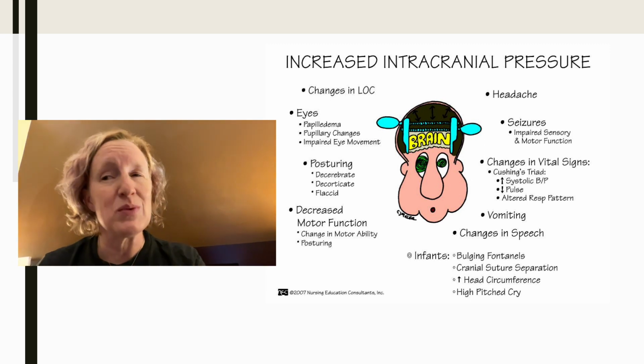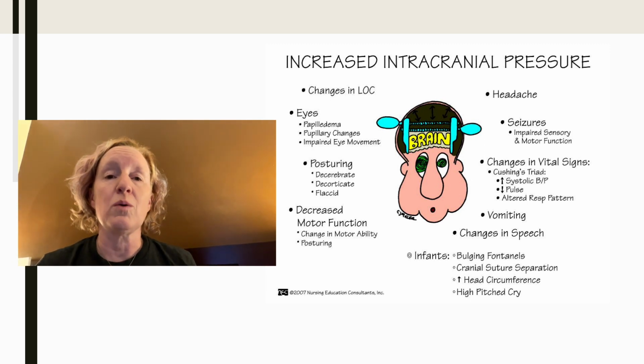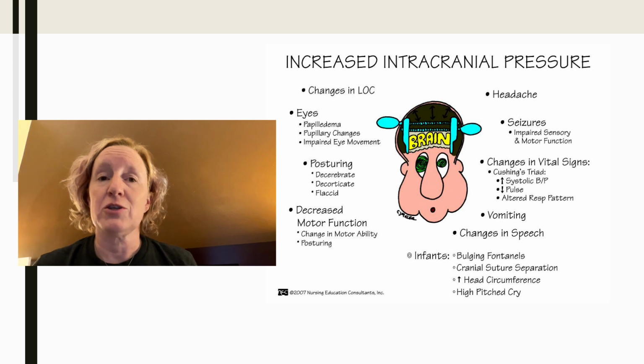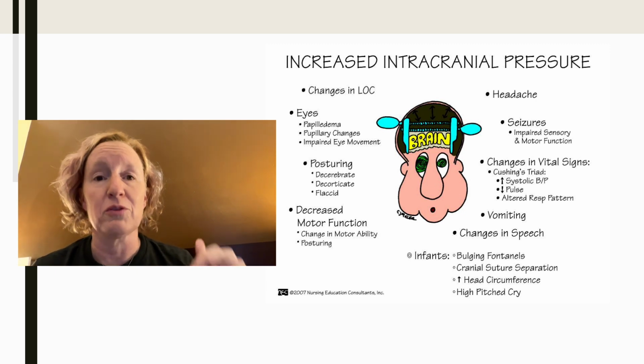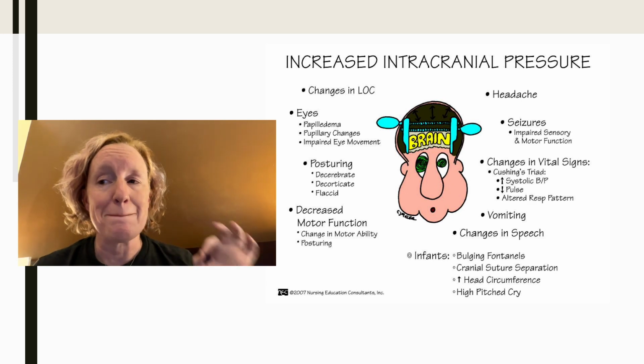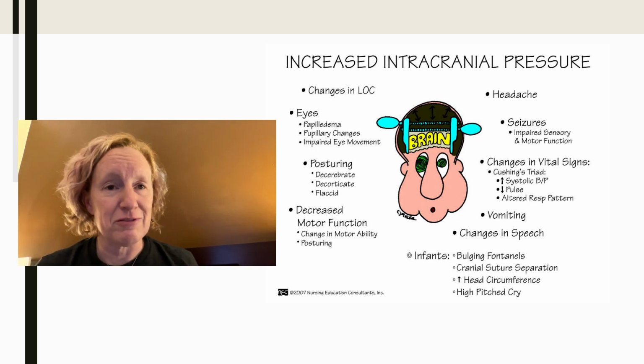And it's like, was it really? So really big thing to pay attention to. Cushing's triad: increased systolic blood pressure, decreased pulse, and altered respiratory pattern. But it's not going to be a first sign. A first sign is usually going to be your change in your level of consciousness.